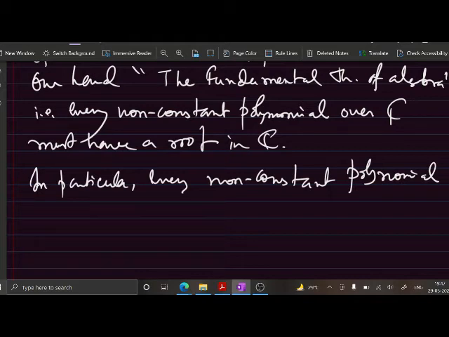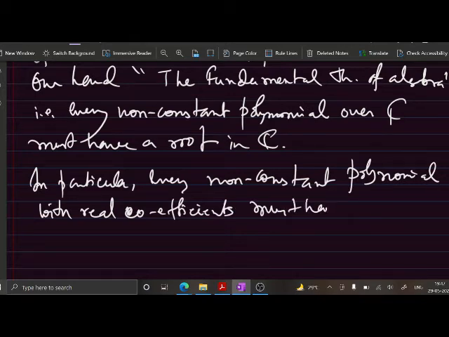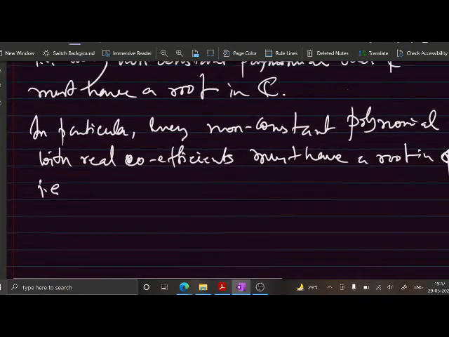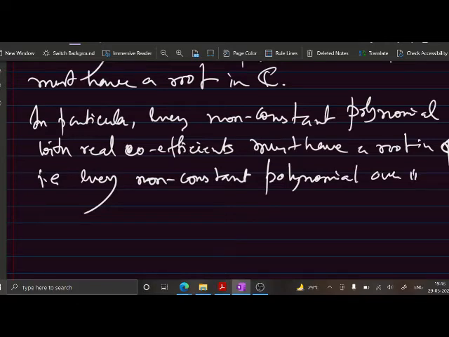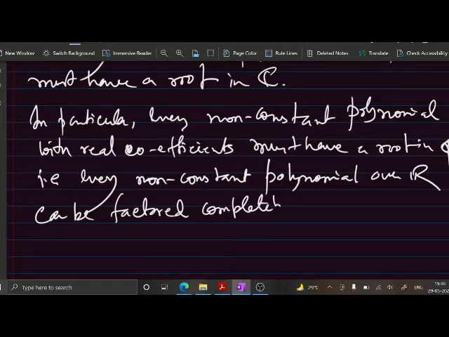আচ্ছা বেশ, so every non-constant polynomial with real coefficients must have a root in C. That is, every non-constant polynomial over R can be factored completely into linear factors in C.